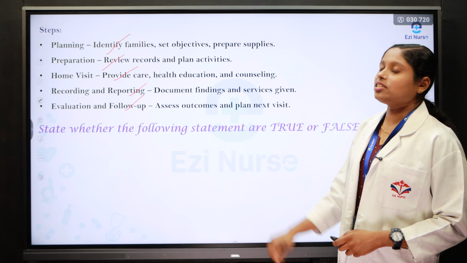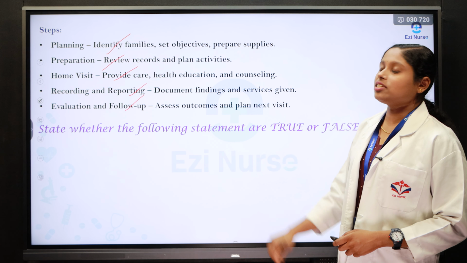Vasectomy is the method of contraception in males. So it is a true statement. World Health Day is celebrated on April 7. So it is also a true statement. April 7 is celebrated as World Health Day.